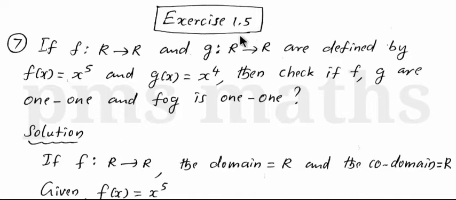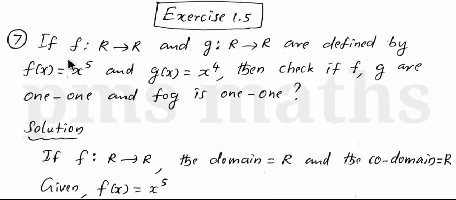Exercise 1.5, Question number 7. If f mapping R to R and g mapping R to R are defined by f of x is equal to x raised to 5 and g of x is equal to x raised to 4, then check if f, g are 1-1 and f of g is 1-1. Solution.